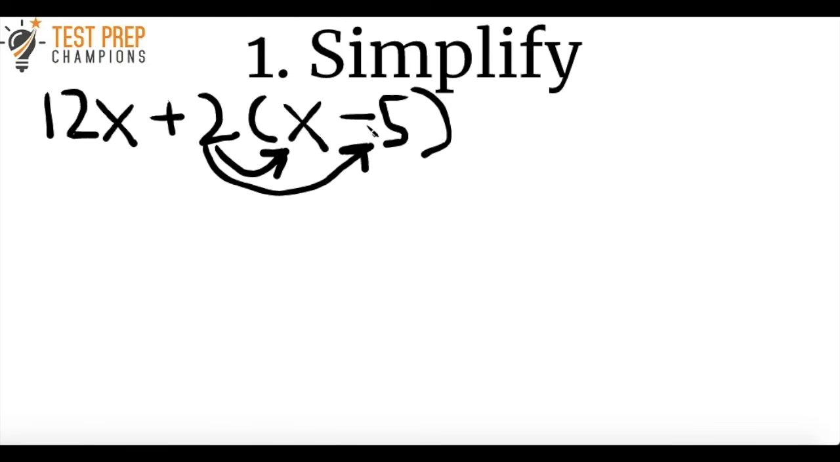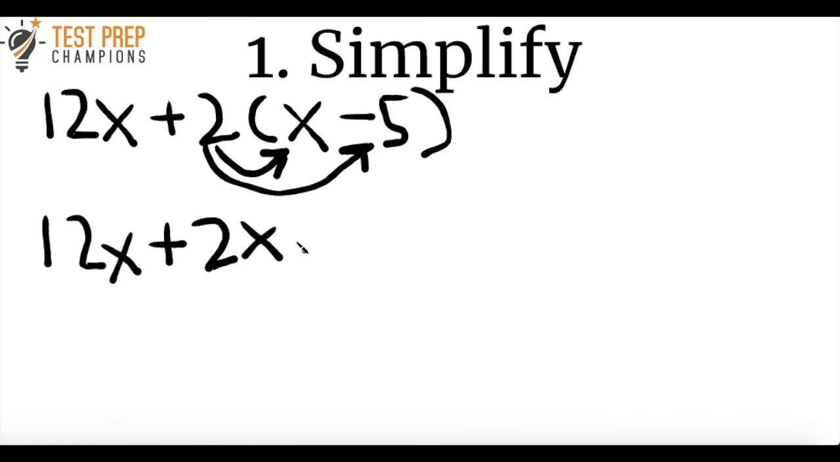And since we have this minus here, since it's x minus 5, we want to make sure that we do 2 times negative 5, not 2 times 5, okay? So before we do that, let's make sure that we bring our 12x down so we don't forget about it. So we have 12x plus 2 times x. So what is 2 times x? Well, 2 times x is just simply 2x. And 2 times negative 5 is negative 10.